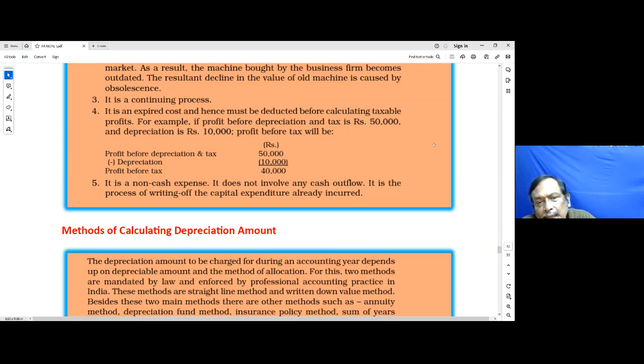It is a non-cash expense because when depreciation is charged, we pass the entry depreciation account debit to asset and profit and loss account debit to depreciation. So no cash is involved. We are not passing the entry depreciation account debit to cash or bank. So it is a non-cash expense. It does not involve any cash outflow. It is a process of writing off the capital expenditure already incurred.